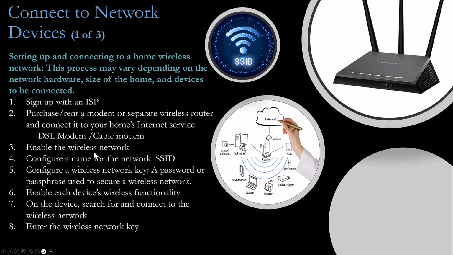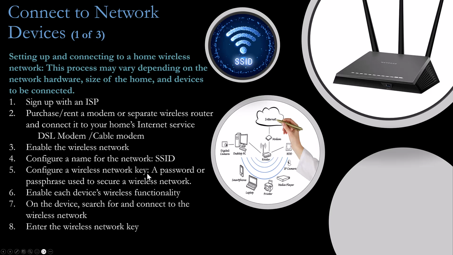We're going to enable a wireless network. We're going to give it a name called SSID. So one of my neighbors has his SSID as Pretty Fly for a Wi-Fi, which is around the neighborhood. So that's what he calls his Wi-Fi network, okay?